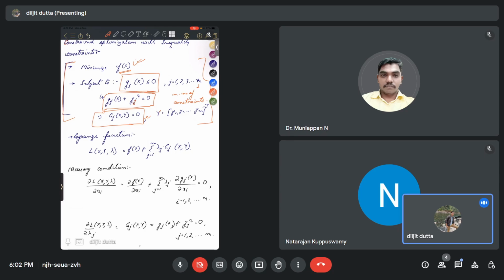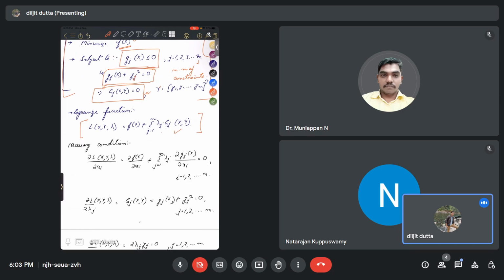So we'll write the Lagrange function for this problem, that is L of x, y, and lambda. Lambda is the Lagrange multiplier. So it will be f of x plus the sum over j equal to 1 to m of lambda j into Gj of x, y. Remember, this G is the capital G, that is the whole function. As per what we have seen last week, we have to take the derivative with respect to all the variables.